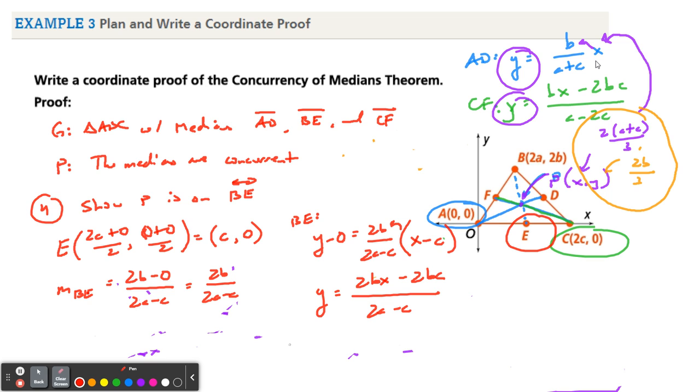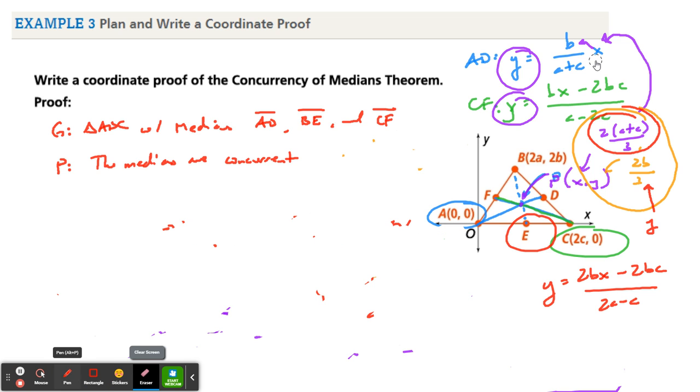And now what we want to do is plug in the x of point P. I'm going to plug this in for x and verify that you get this out for y. Okay? So I'm going to write this equation down right here. So y equals 2bx minus 2bc all over 2a minus c. I'm going to erase this work, and again, we're going to show this substitution and the simplifying. Okay, so again, we're still in step 4.